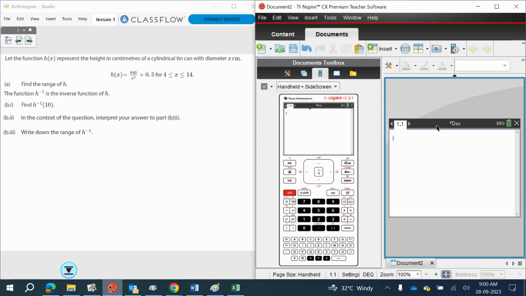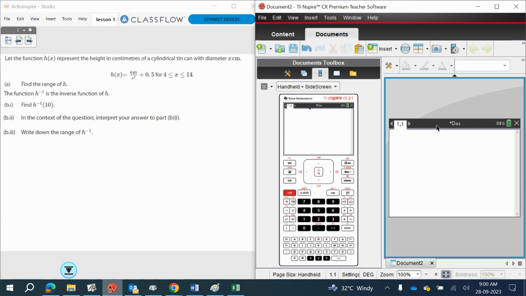Okay, let's have a look at one. Let the function h represent the height in centimeters of a cylindrical tin can with diameter x. We have a function written there. What is the domain of the function? X is between 4 and 14, inclusive. What is the range of the function?